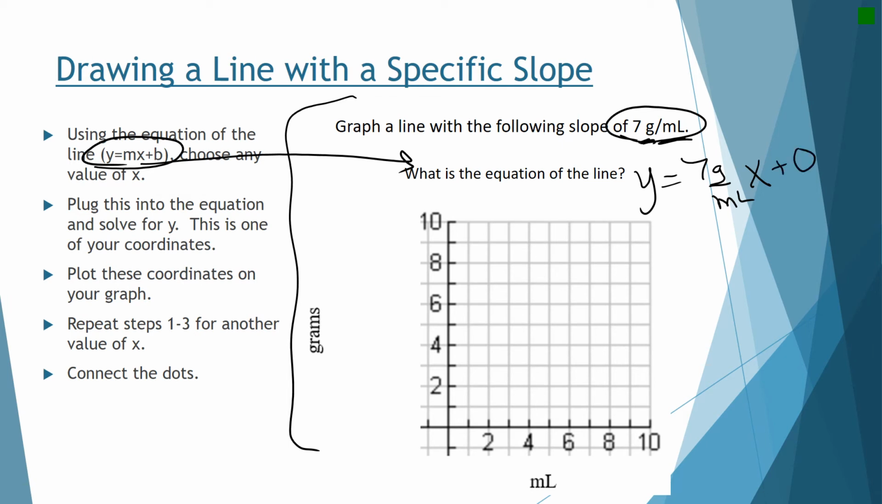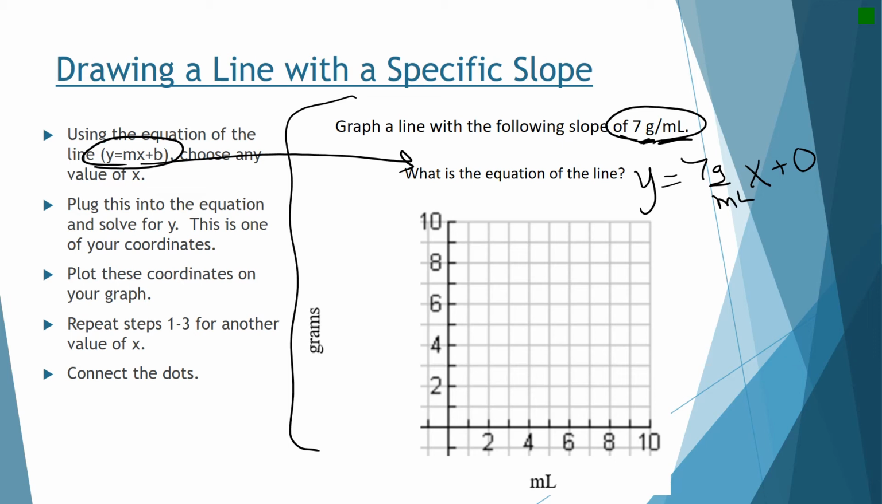Okay, so plug this into the equation and solve for y. So, use the equation. We did that. Choose any value of x. I'm going to do this 3 times. I think 3 data points is better than just 2. Even though you can do it with just 2, you absolutely need 2. You don't need 3, but we're going to do it for 3.